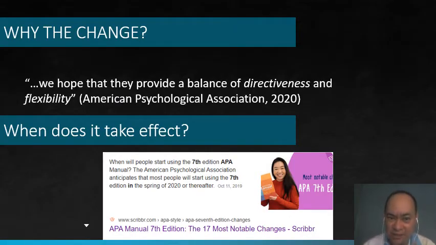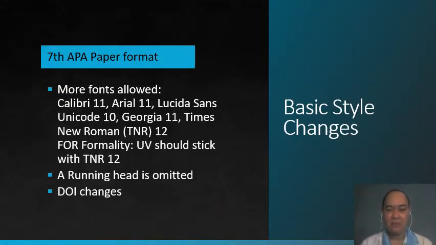Why is there change? The APA hopes that it provides balance, directiveness, and flexibility. When does the change start? The change occurs sometime in spring or hereafter. So, what are the basic changes in style?